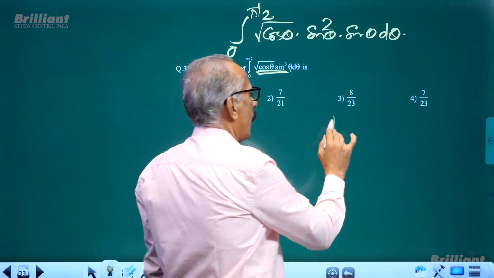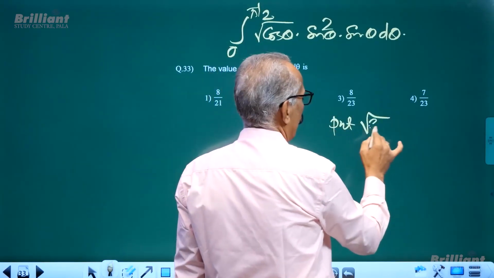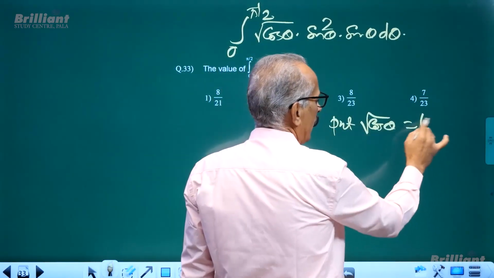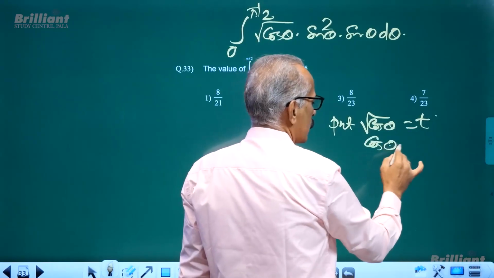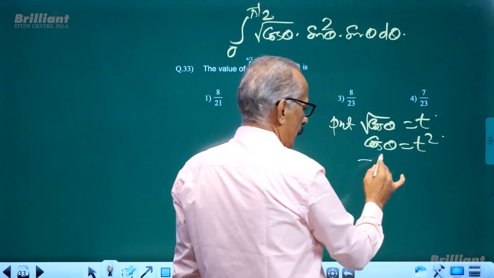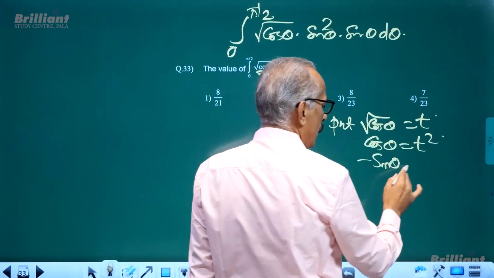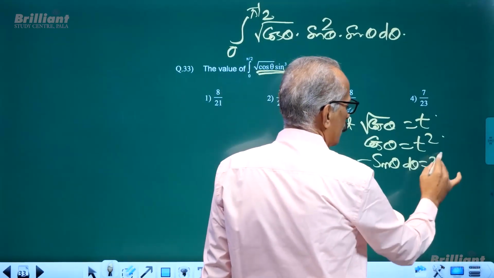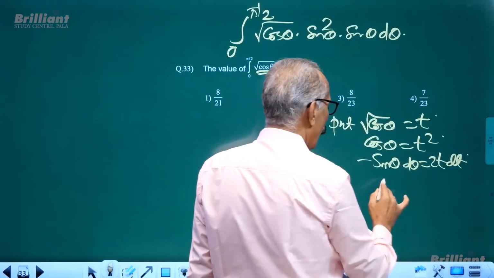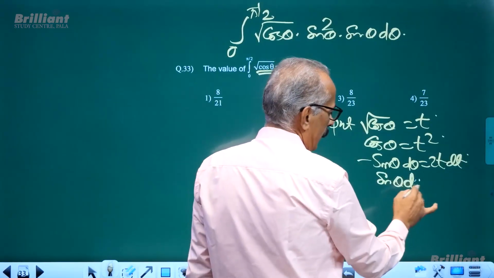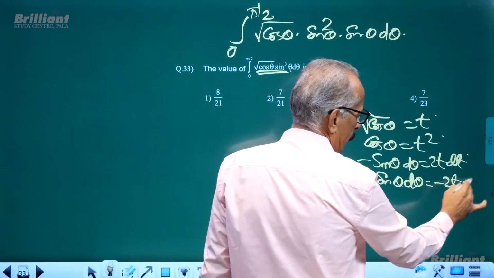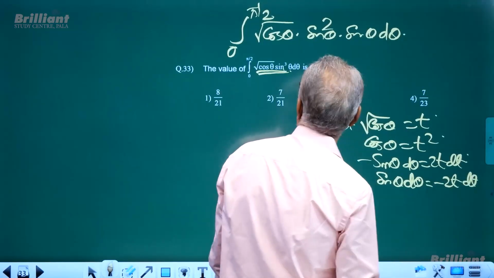Well, in this question, root is my difficulty. So what I do, I put root over cos theta equal to t. That means cos theta is equal to t square. Then differentiate: minus sin theta d theta is equal to 2t dt, or sin theta d theta is equal to minus 2t dt. So many steps I do, right, not necessary.